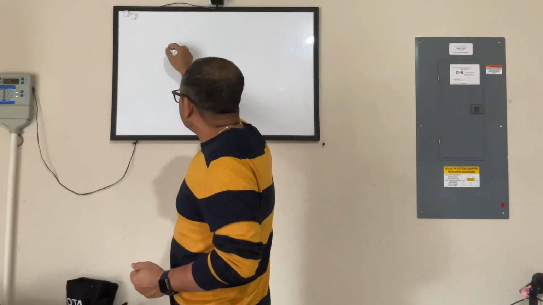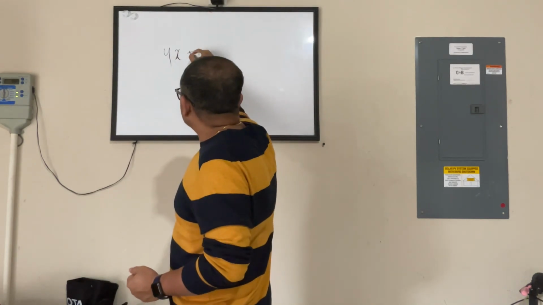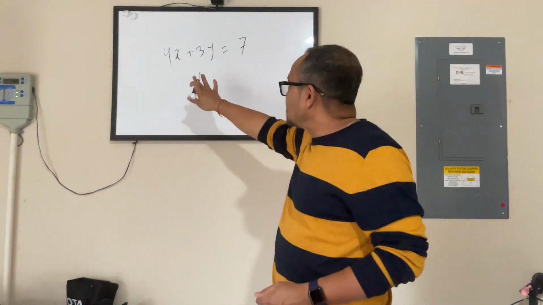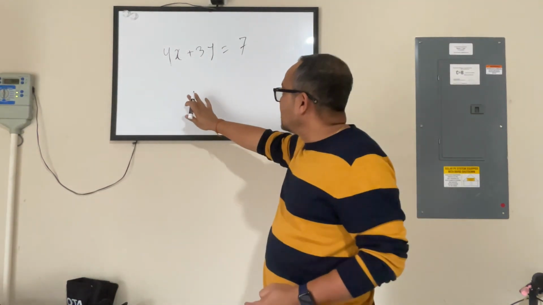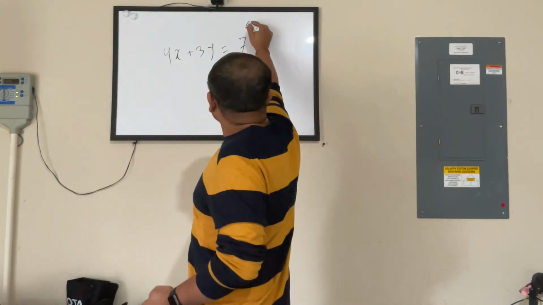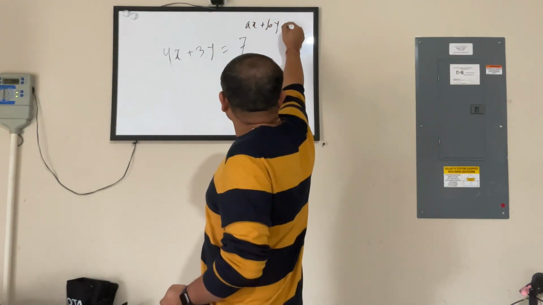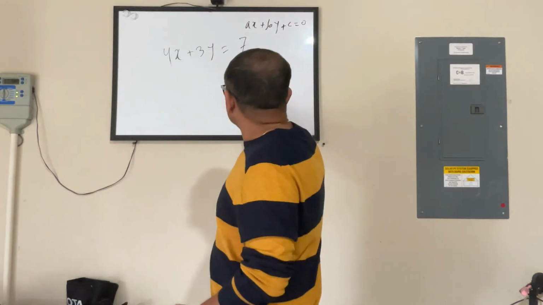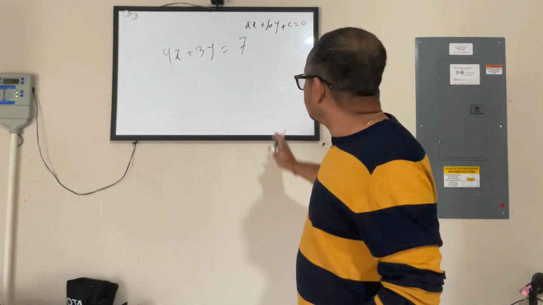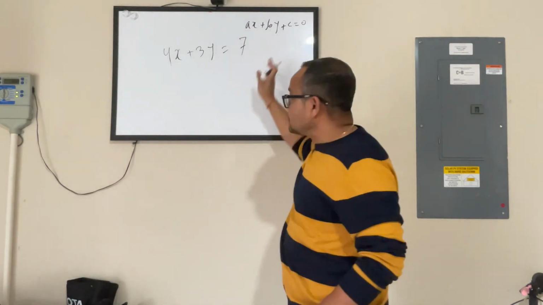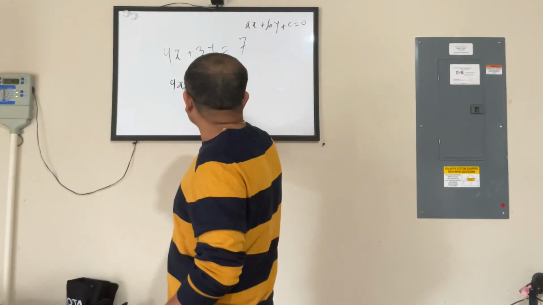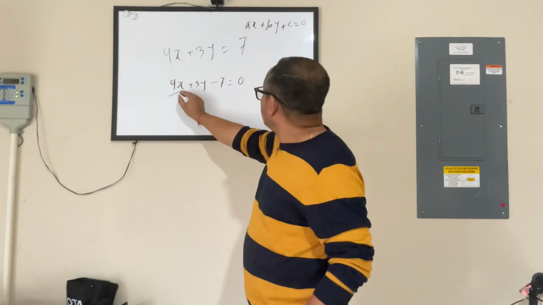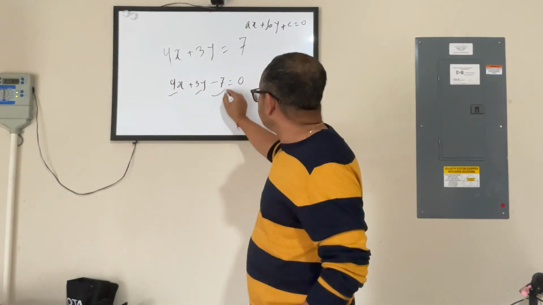If somebody gives an equation like 4x plus 3y equal to 7, and you have to convert that into standard form, the standard form is ax plus by plus c equals 0. You convert it in this format. So you bring this 7 to this side of the equal sign, making sure you have a 0 on the other side. So this becomes 4x plus 3y minus 7 equals 0. This is the standard form where a is 4, b is 3 and c is minus 7.